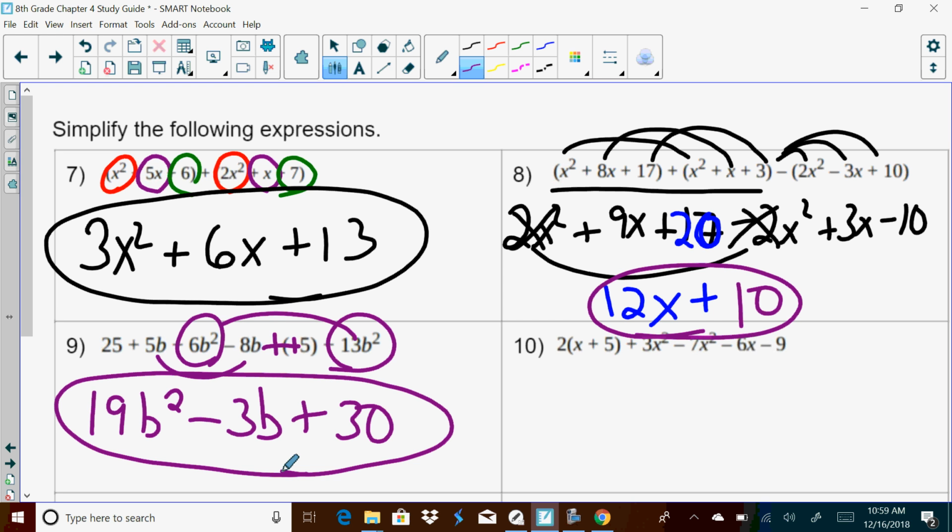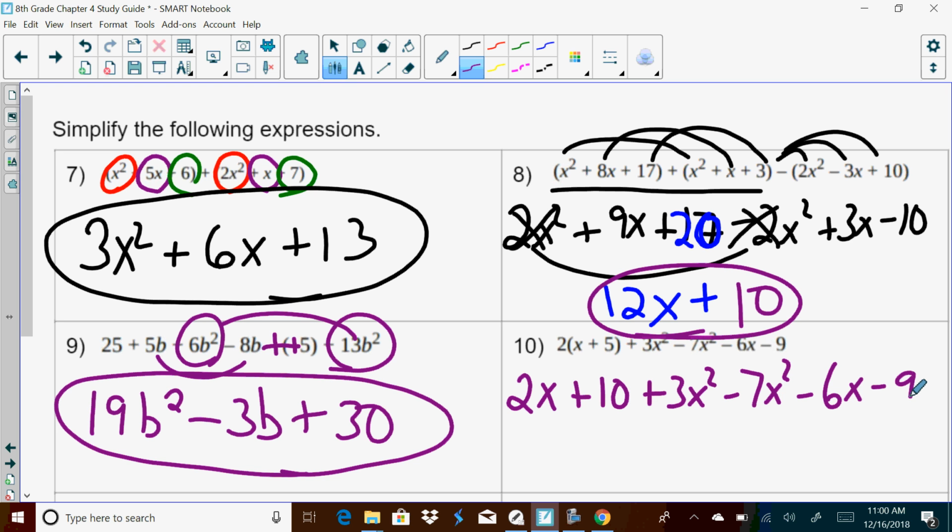For number 10, I have to distribute that 2 first, so I get 2x plus 10 plus 3x squared minus 7x squared minus 6x minus 9. So then I'm going to combine my x squareds to get a negative 4x squared. My x's, I get a negative 4x, and 10 minus 9 is going to give me plus 1.